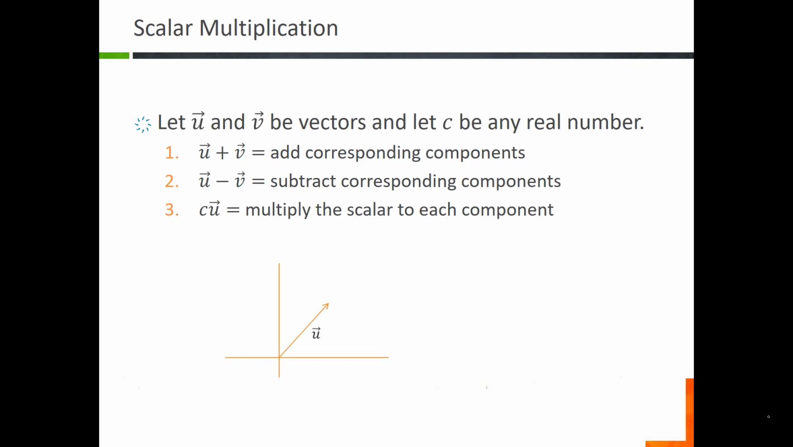Hopefully this idea is fairly intuitive. If you take some vector u and multiply it by a constant, it's going to make that vector either shorter or longer. It's just going to scale it, which is where we get the term scalar from. It's just scaling, making it longer or making it shorter.